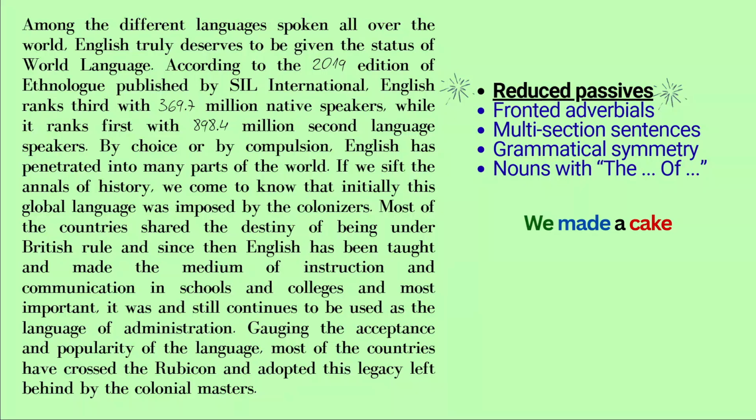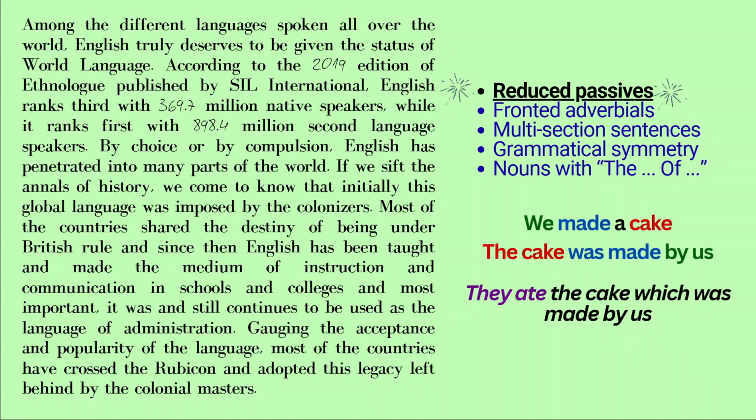First, let's remind ourselves of what the passive is and what a reduced passive is. Let's start with a very simple sentence. We made a cake. This could become the cake was made by us. Cake goes to the front, we to the end, and made has the verb to be in front of it. This second sentence is the passive form. But we can reduce this too. Imagine a sentence like this.